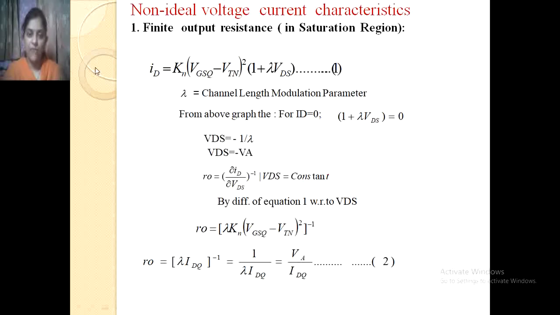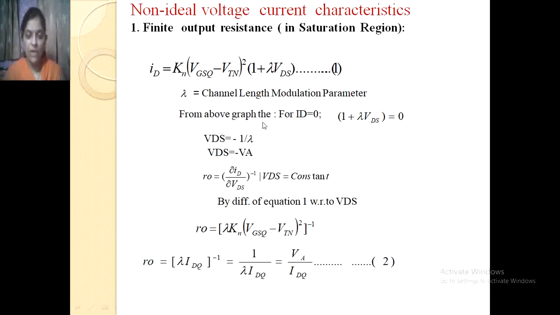So for the finite output resistance calculation, we have to take into consideration the ID current. What is the behavior of the ID current? ID is equal to Kn into (VGSQ, that is the gate to source voltage at the Q point, minus VTN, that is the threshold voltage) squared, into (1 plus lambda VDS). That is equation number 1. Lambda represents the channel length modulation parameter.